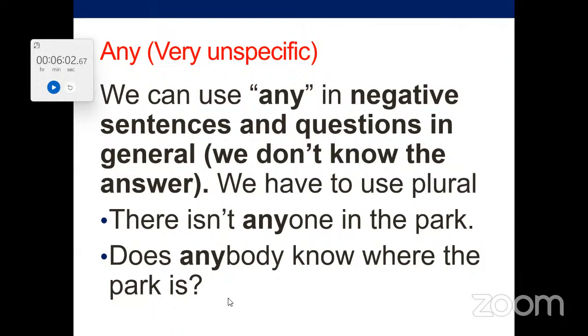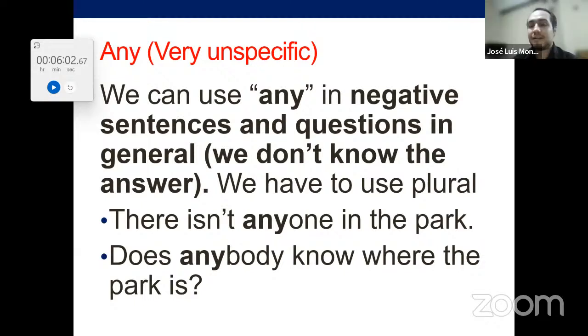Any is very specific. We can use any in negative sentences and questions in general. We don't know the answer. We have to use plural. There isn't anyone in the park. Does anybody know where the park is?